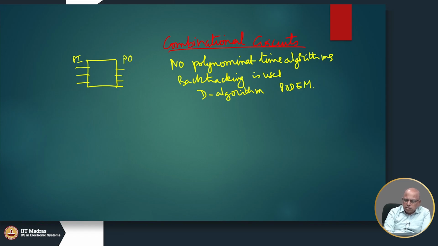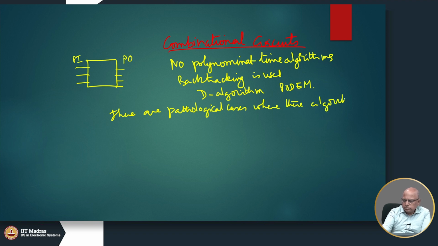So, there are some what I would call pathological cases where these algorithms take too long to find a test, because they are looking at every possible input. Because of this, we can put a bound on how many times you can backtrack.